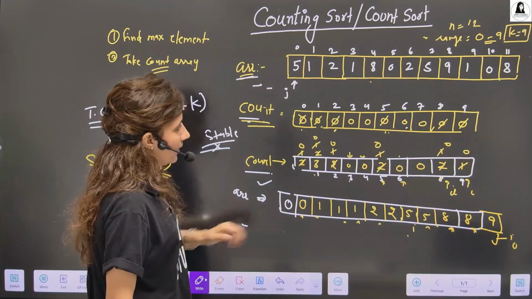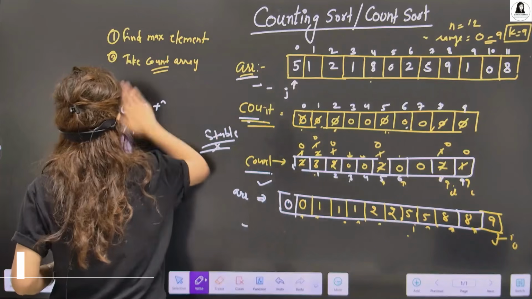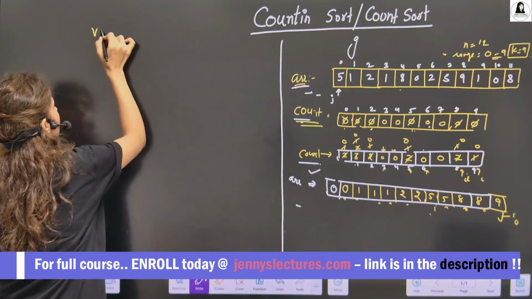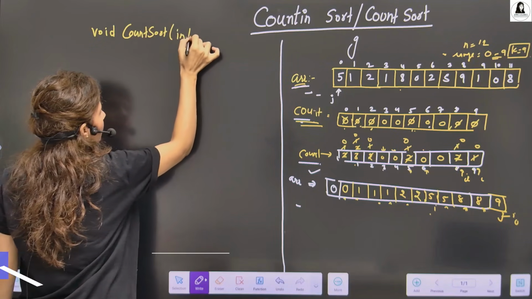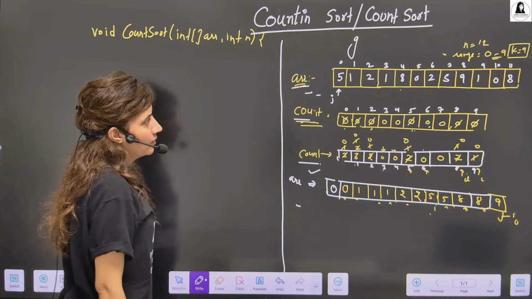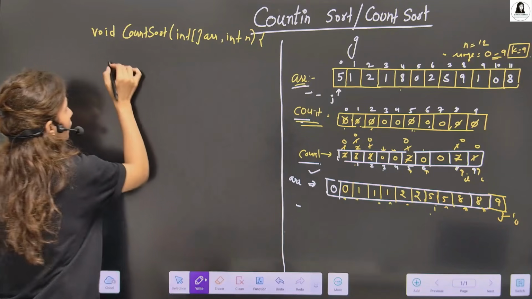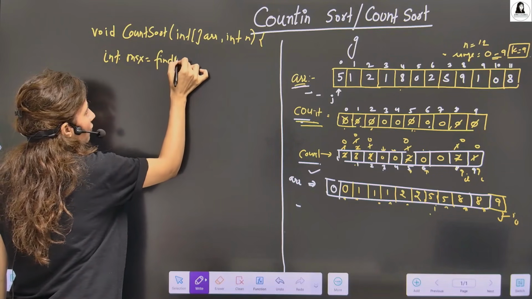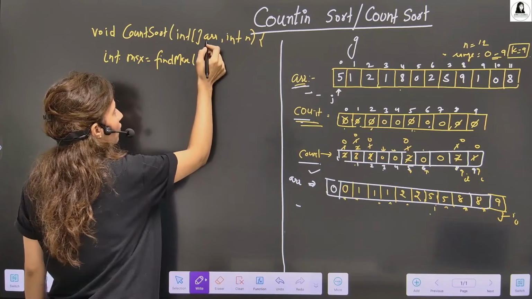Okay. Let's code this out. How do you code this? The very first thing, let's have a count sort method, and we'll pass the array. So let's have an array plus size also. Suppose size is n. At the very first thing, what we are doing is finding the maximum element from the given array. So let's take an int max. Suppose max is equal to, we call some method find max, and using this method, we find the maximum from this array.